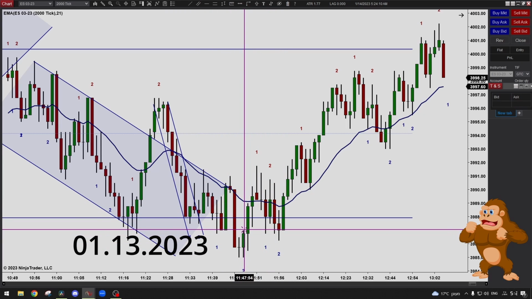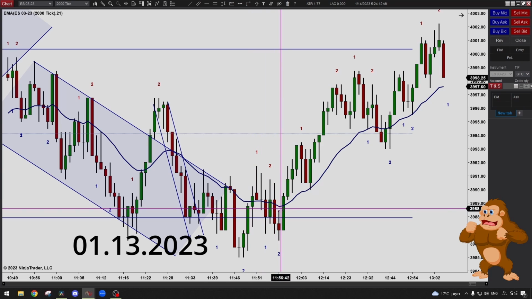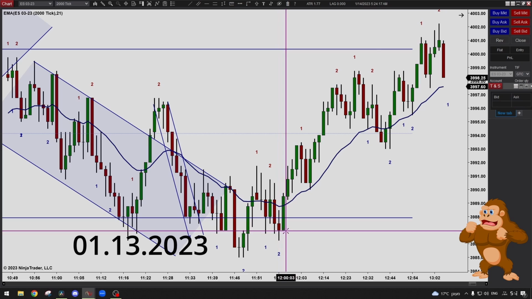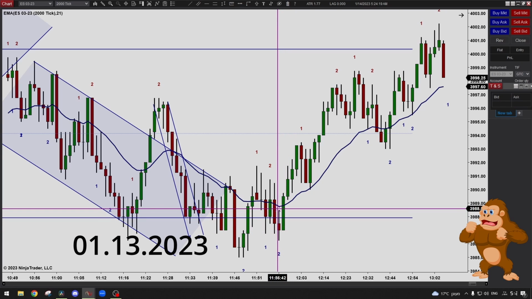Now there was another entry here. After this second entry long, we had a second entry short that failed, because this one is a first entry and a second entry followed by immediate failure. That is a trap, which is a good entry.